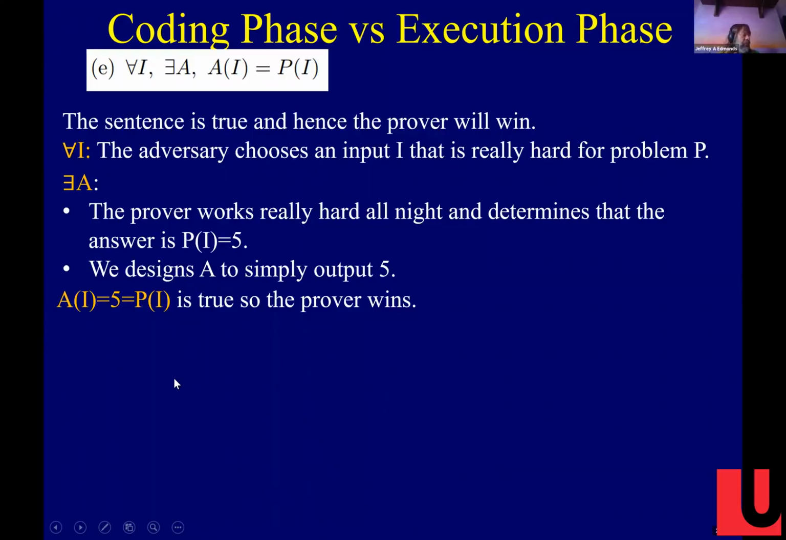Does that make sense? Right? He comes up with an algorithm that outputs 5. 5 is the right answer for this input. So this is true. Am I going too fast? But we've done this kind of stuff before. How are people doing?